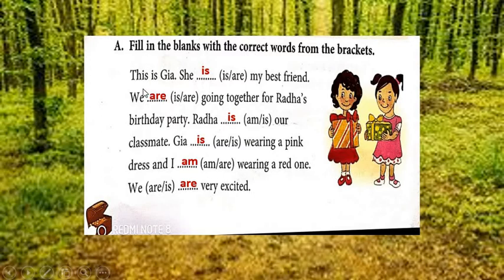Okay, children? So, this is Jia. First, we will read all this. This is Jia. She is my best friend. We are going together for Radha's birthday party. Radha is our classmate. Jia is wearing a pink dress and I am wearing a red one. We are very excited.